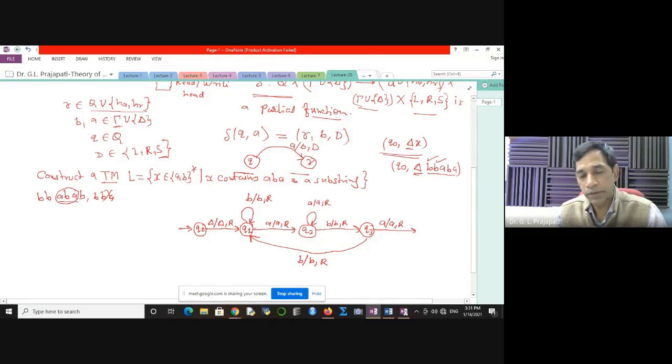Now the machine has obtained the pattern, and as soon as the machine is able to find the pattern that we are interested in, ABA, it says that yes, this string contains ABA as the substring, and hence this string is in the language. So it decides to halt. Why is it halting? Because this is now a valid string.